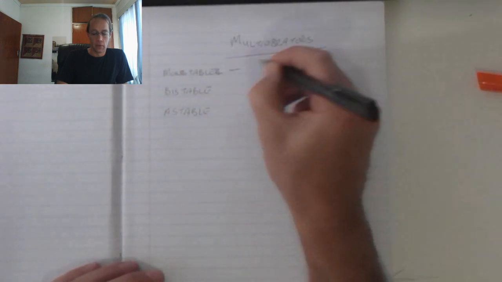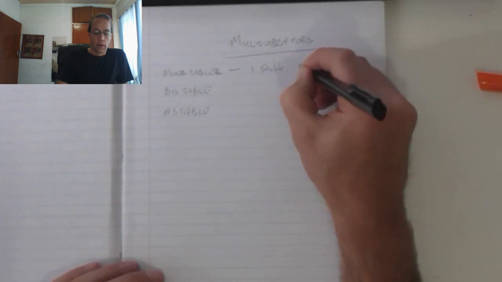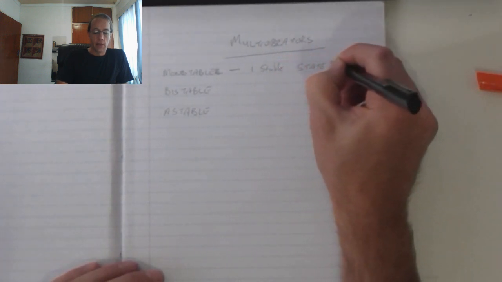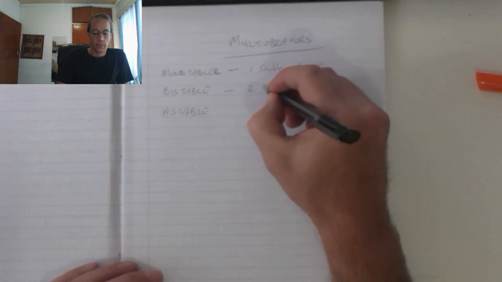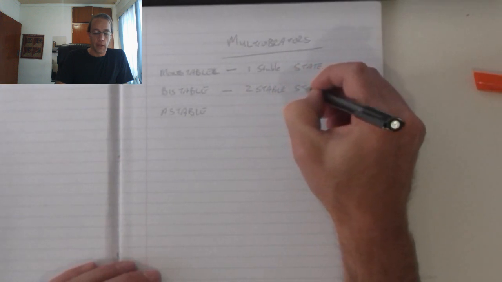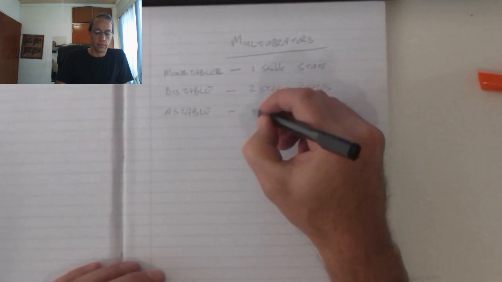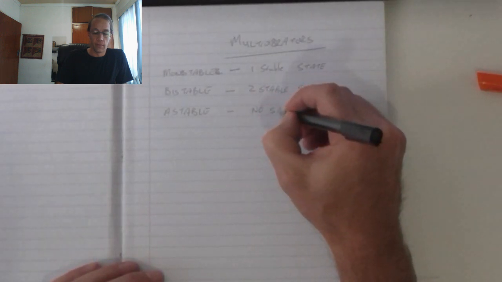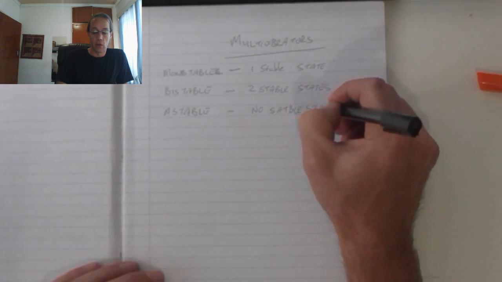Right, now the monostable has one stable state. Okay, bistable has two stable states, and then the astable has no stable states.